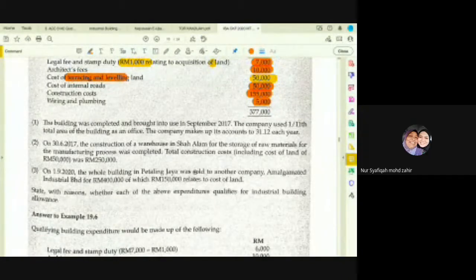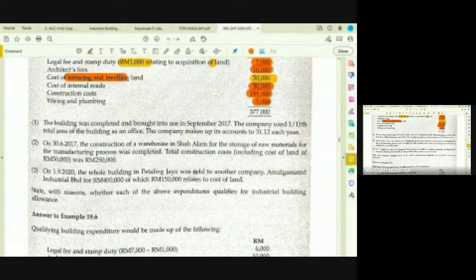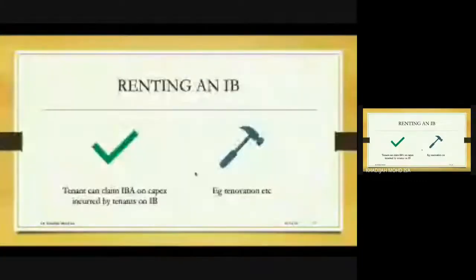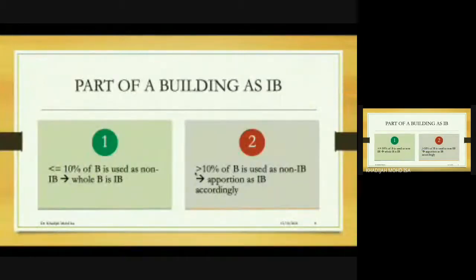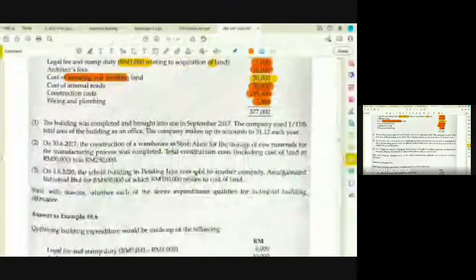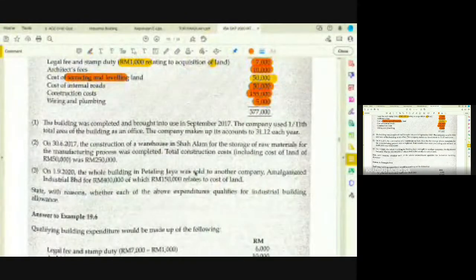Less than 10%. So when the non-industrial part is less than 10%, the whole building is an industrial building. Yeah, so that's the rule that you used just now. When you say that if the non-industrial part of the building is less than 10%, the whole building is an industrial building. The year end is 31st of December.